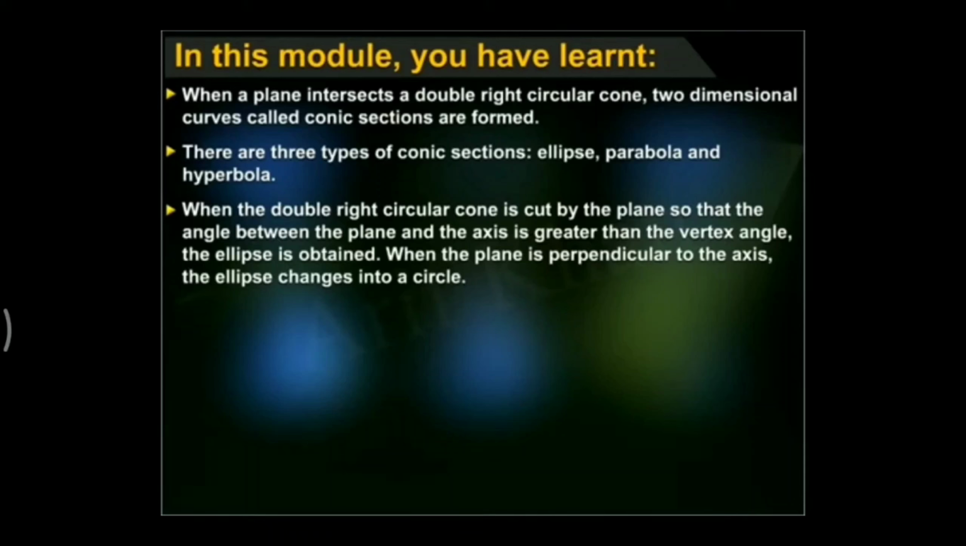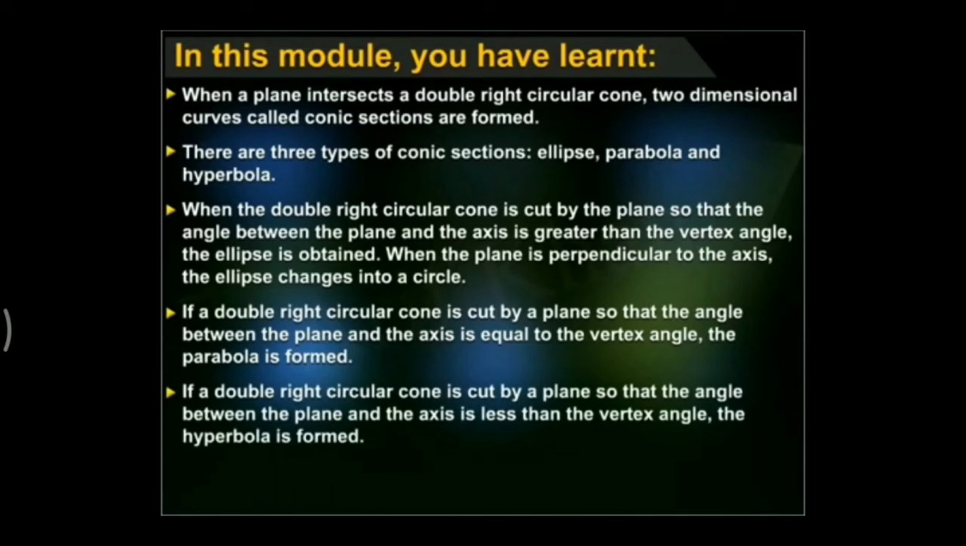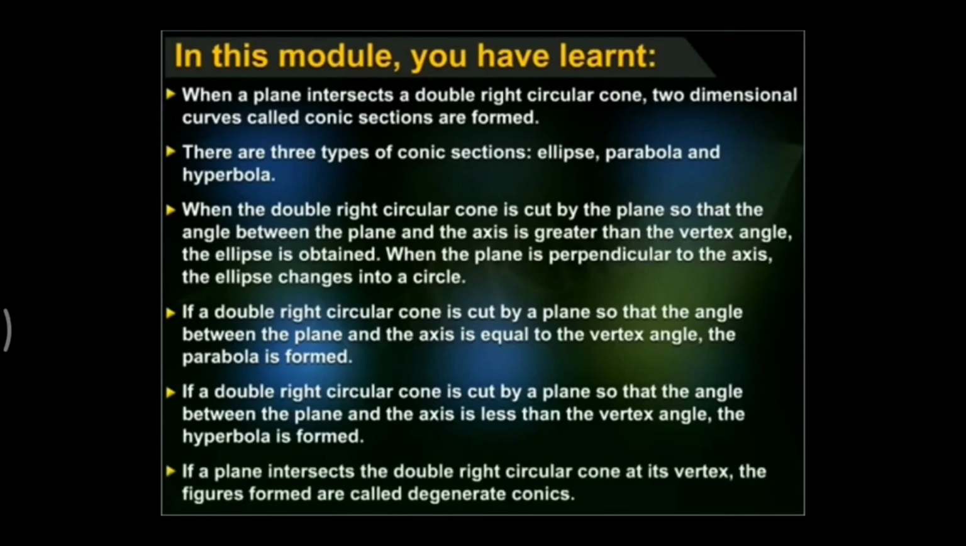If a double right circular cone is cut by a plane so that the angle between the plane and the axis is equal to the vertex angle, the parabola is formed. If a double right circular cone is cut by a plane so that the angle between the plane and the axis is less than the vertex angle, the hyperbola is formed. If a plane intersects the double right circular cone at its vertex, the figures formed are called degenerate conics.